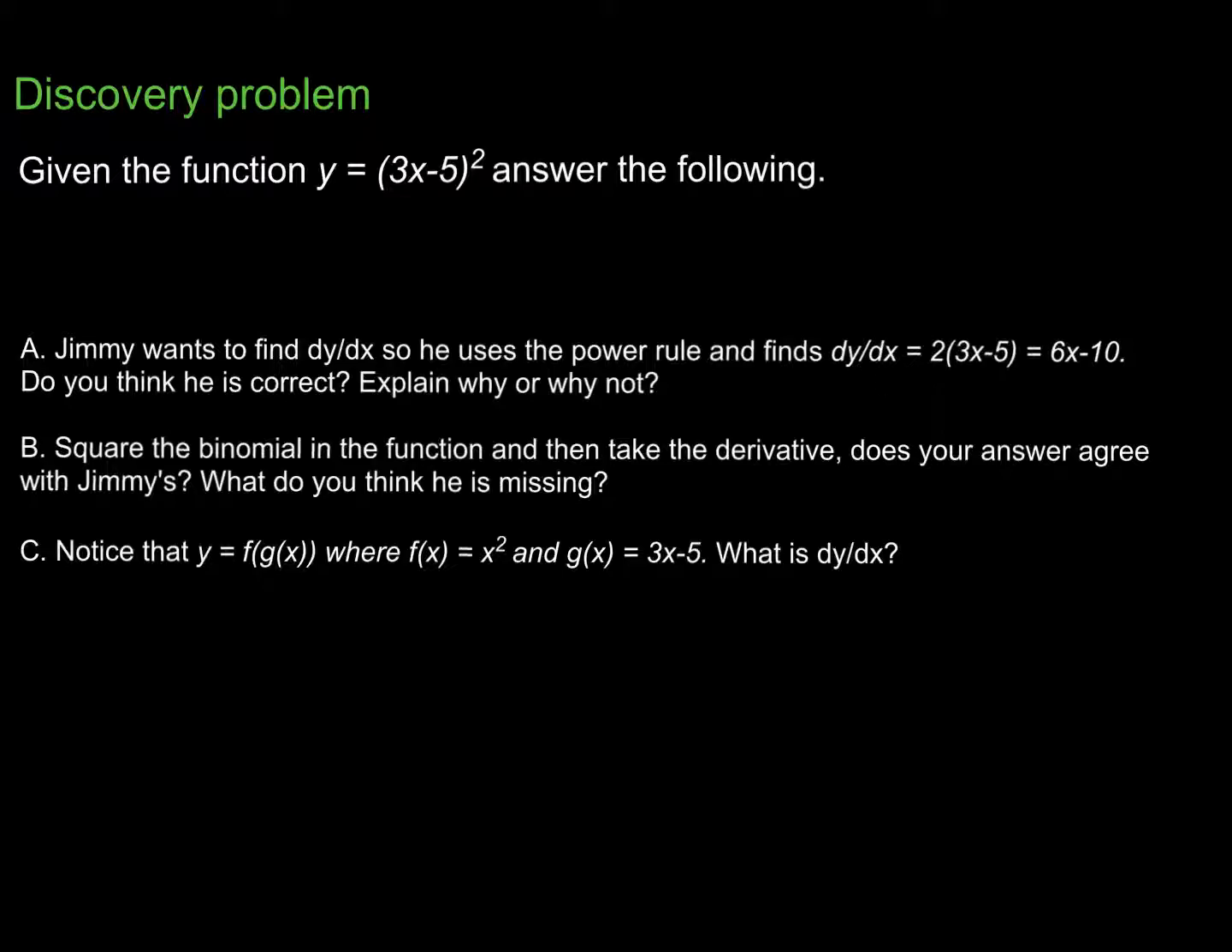So I'll just explain the first part very quickly. Jimmy wants to find the derivative of y with respect to x, or dy/dx. So he uses the power rule and finds that dy/dx is equal to 2 times (3x minus 5), right? By taking the exponent, multiplying it out by the coefficient, and decreasing the exponent by 1, which is equal to 6x minus 10. Do you think he's correct? Explain why or why not.